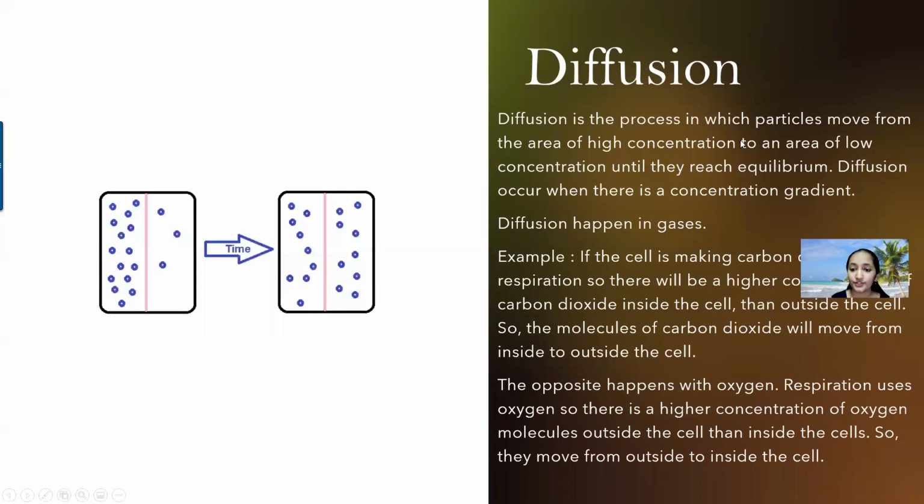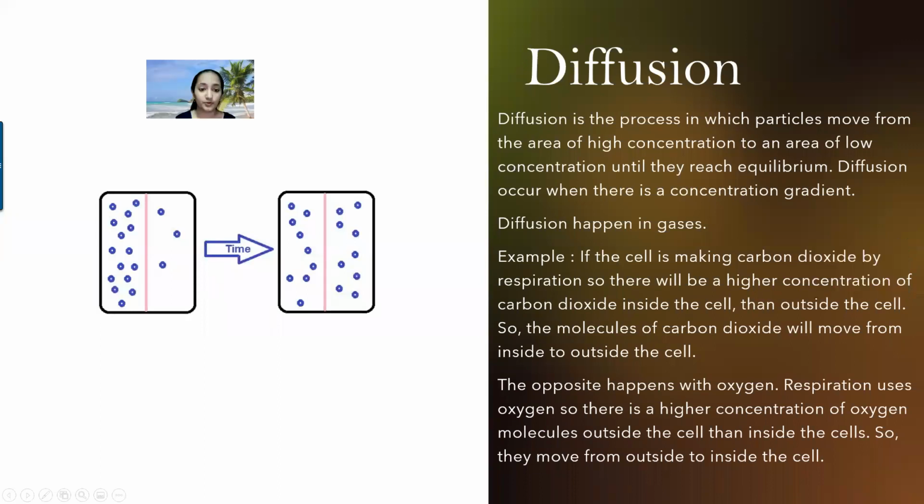Okay, so let's see diffusion. Diffusion is the process in which particles move from an area of high concentration to an area of low concentration until they reach a state of equilibrium. Equilibrium means equal. Diffusion occurs when there is a concentration gradient. Concentration gradient means there is a difference between the concentrations in the areas.